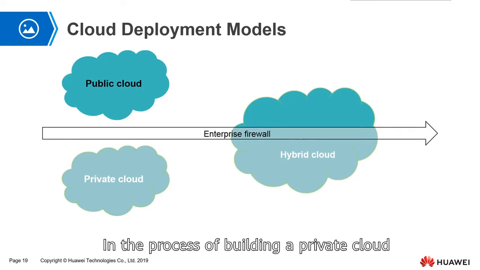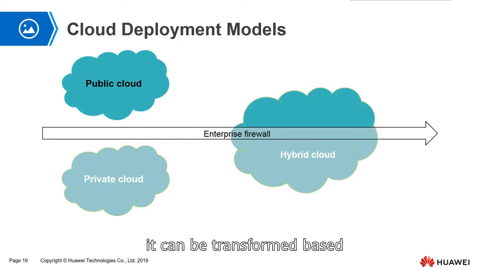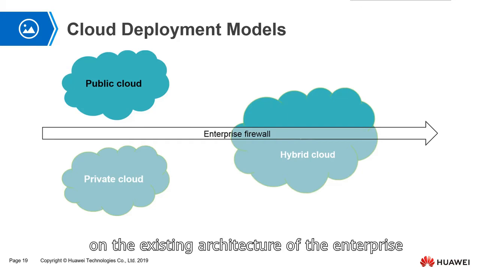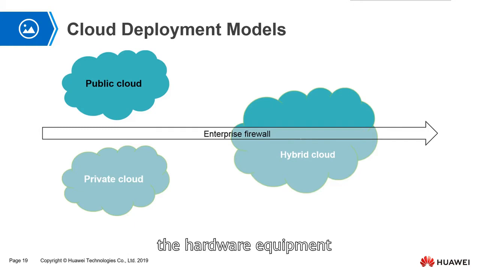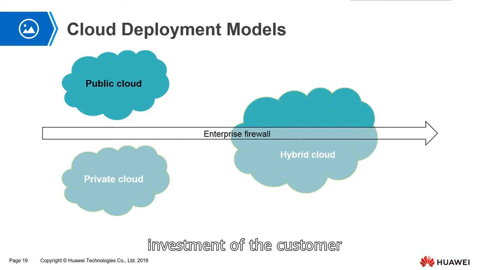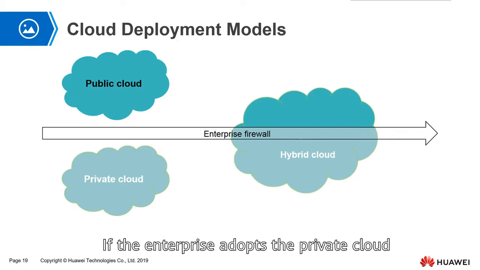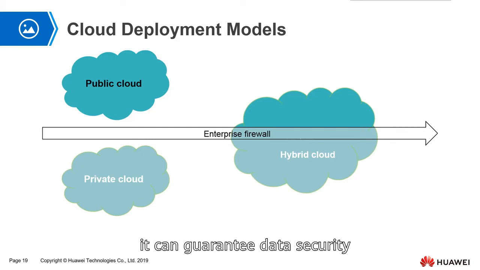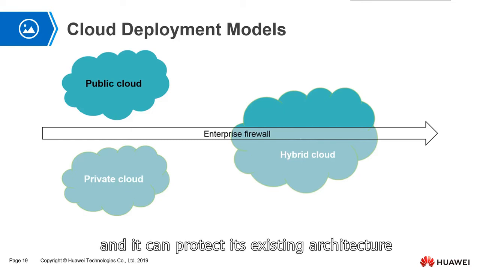In the process of building a private cloud, it can be transformed based on the existing architecture of the enterprise. At the same time, the hardware equipment that has been bought before can also be used to protect the existing investment of the customer. However, all things have their two sides. If the enterprise adopts a private cloud, it can guarantee data security. It can also reuse the devices, and it can protect its existing architecture.